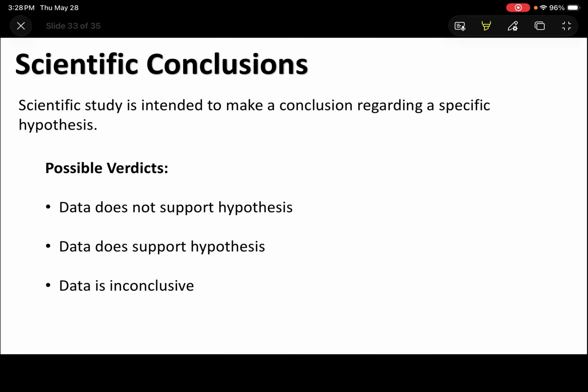We can have the outcome that our data does not support a hypothesis. We can have the outcome that our data does support a hypothesis, or that the data is inconclusive. These are the 3 potential options. And sometimes you can have one hypothesis be supported and another not. So these are all potential verdicts.